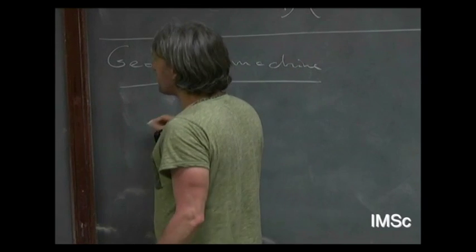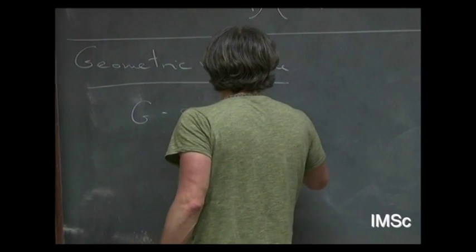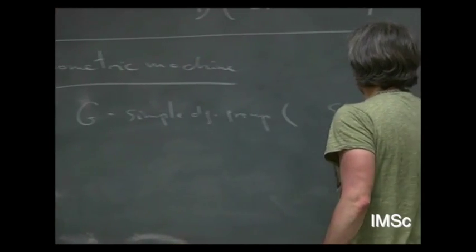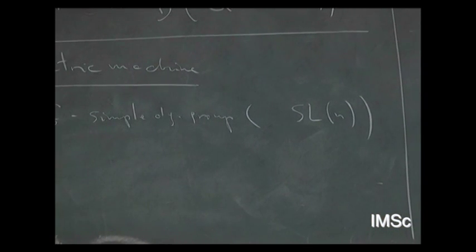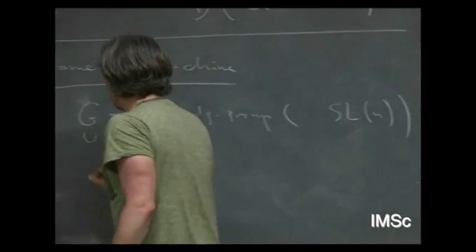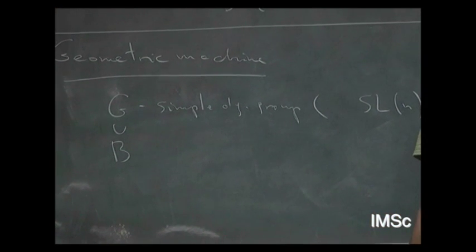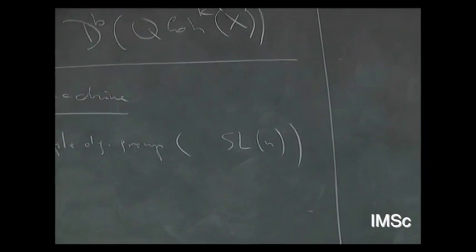So we take our G, which was my simple algebraic group, and for those who don't want to consider others, it's just SLN. And then we have the subgroup, which is B. And then the punchline: we consider the picture similar to the toy example.